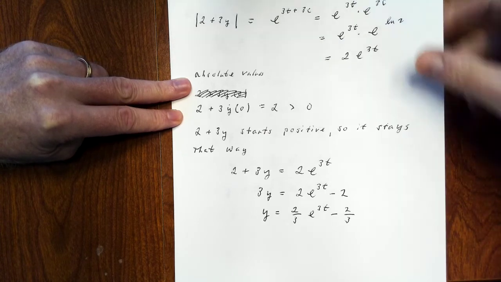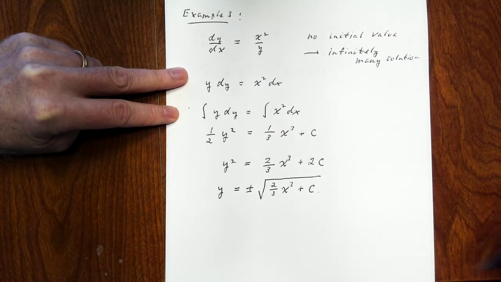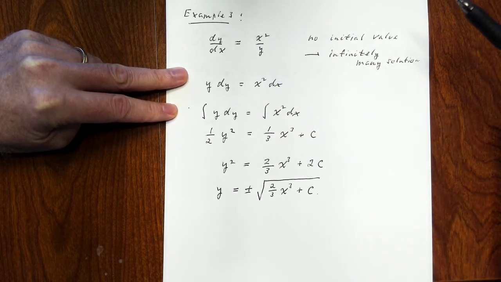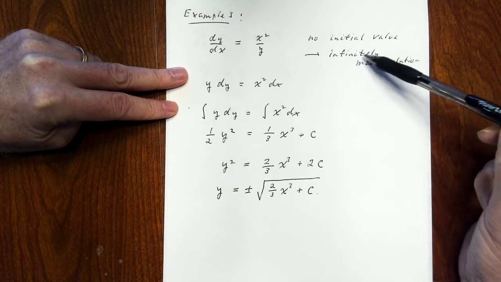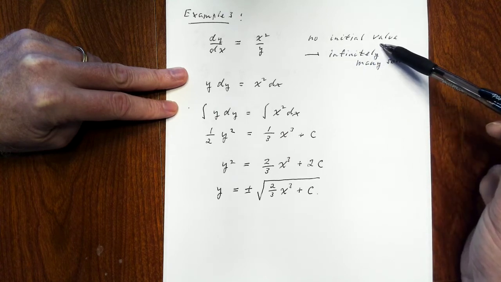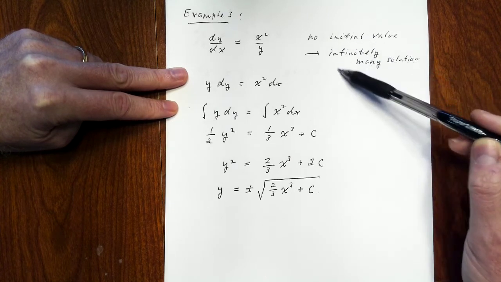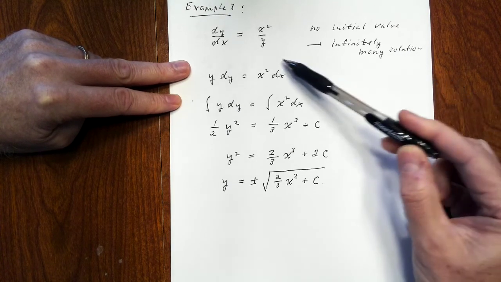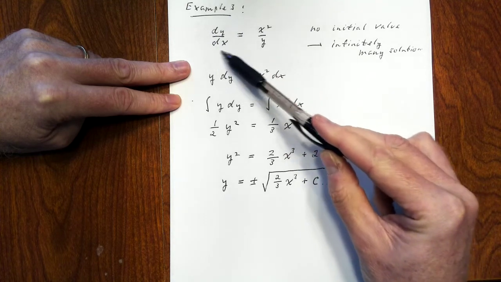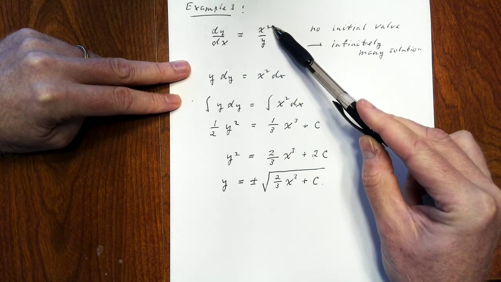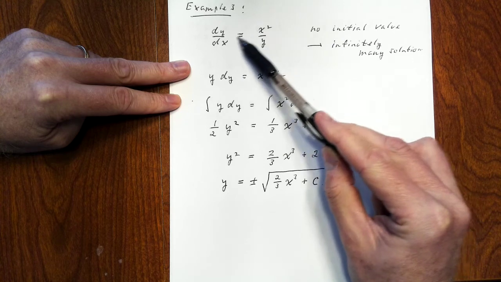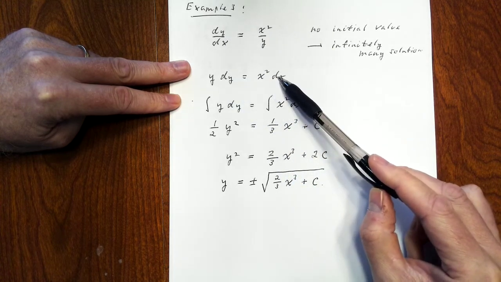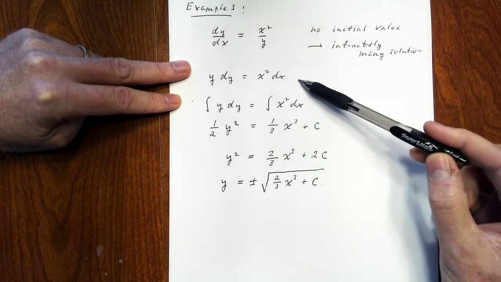Example 3. dy/dx equals x squared over y. So here I'm doing everything in terms of x and y. I'm not going to prescribe any initial value, so that means there will be infinitely many solutions to this differential equation. Let's begin by separating the variables. Put all the y stuff on one side and all the x stuff on the other side. In other words, cross multiply. So we have y times dy equals x squared dx. We have separated the variables.